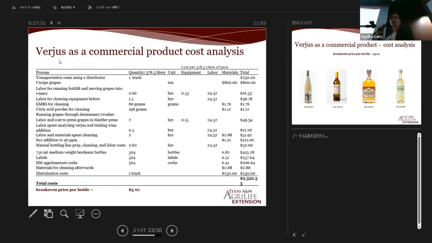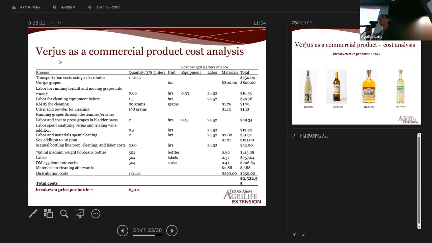And then if you make verjus as a standalone product to sell on its own, not used as a grape wine acidifier, the break-even price per bottle turns out to be about $5. So that's what it costs, including the bottle price. So we see just to produce it was about $3, but including the bottle price, labels, caps, and all of that, it goes up to $5 per bottle.